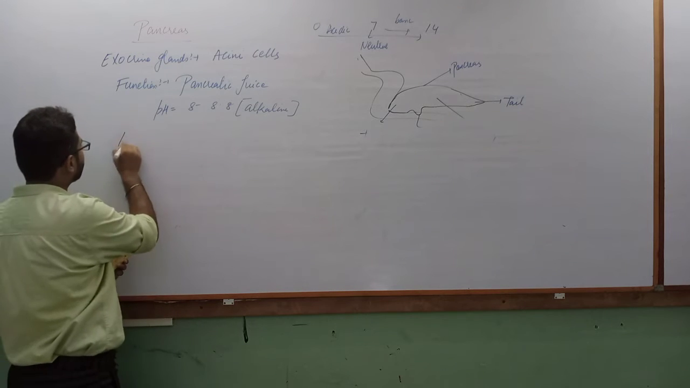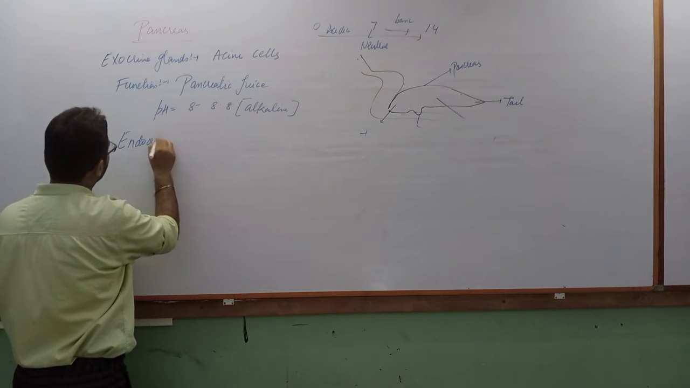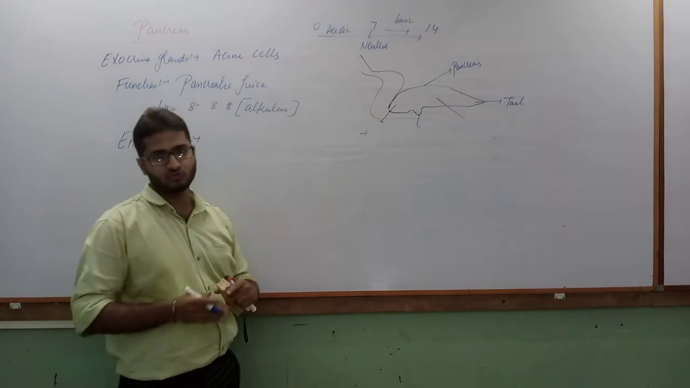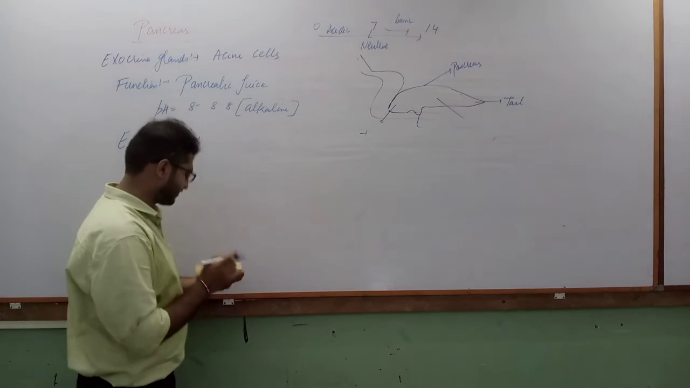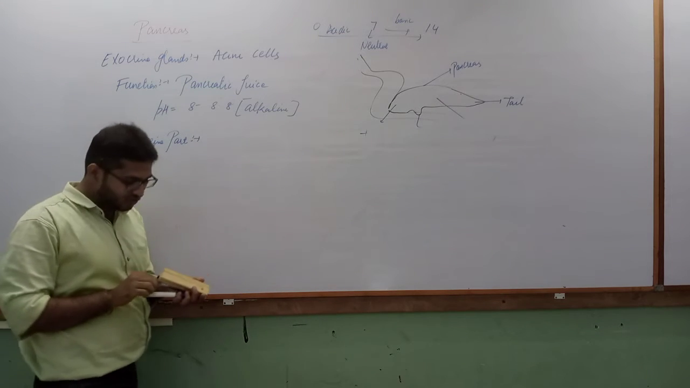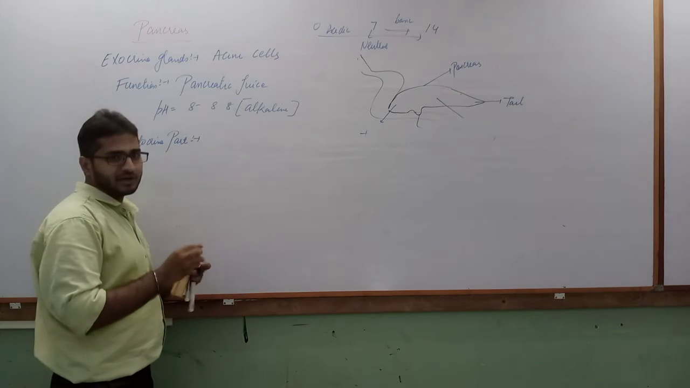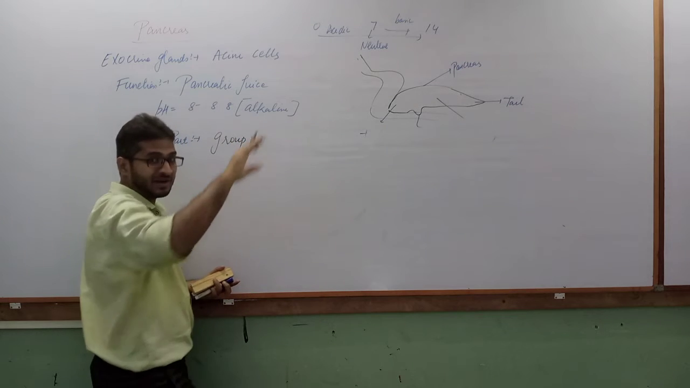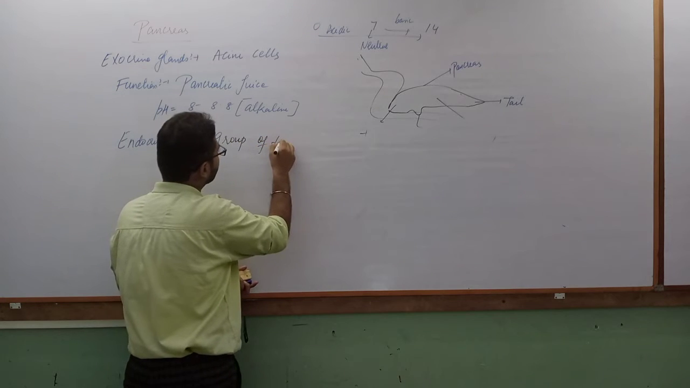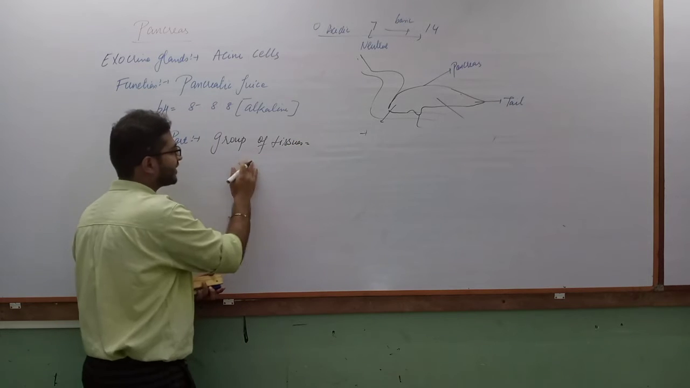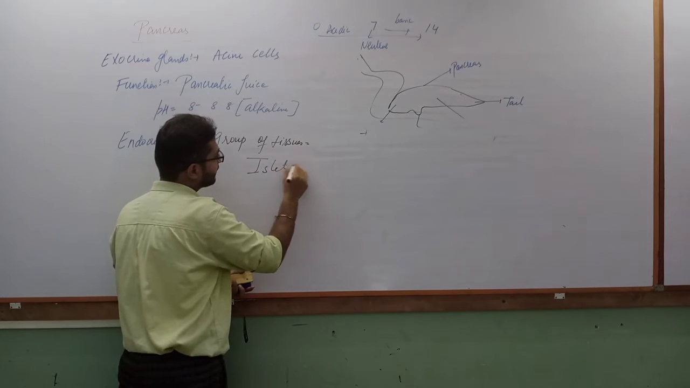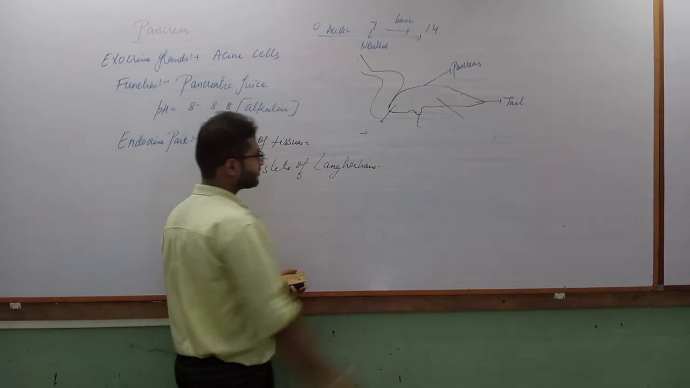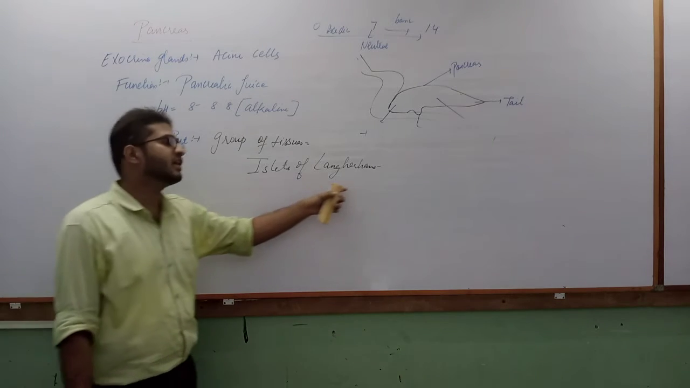Now the endocrine part, the endocrine portion. This endocrine portion has a group of tissues which are called islets of Langerhans. Technical terms are important to remember. The endocrine part of the pancreas has a group of tissues which are present as patches in the entire pancreas. This is called islets of Langerhans.